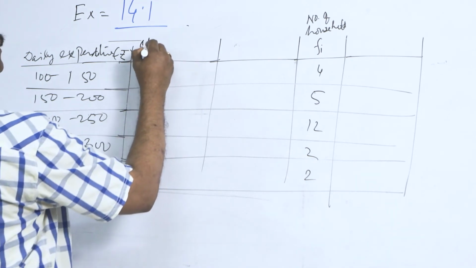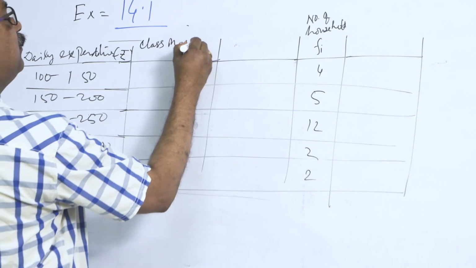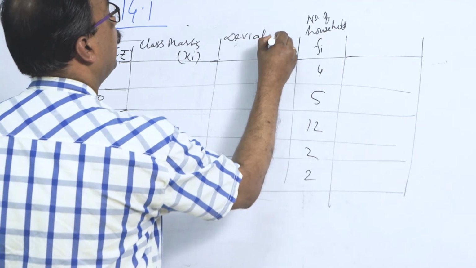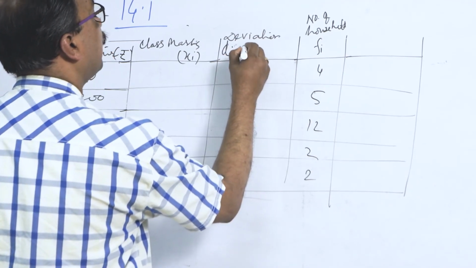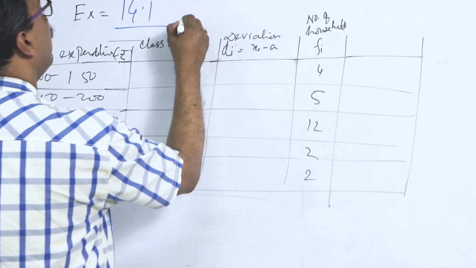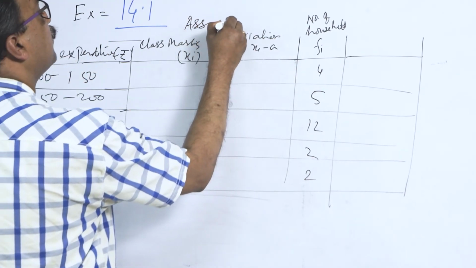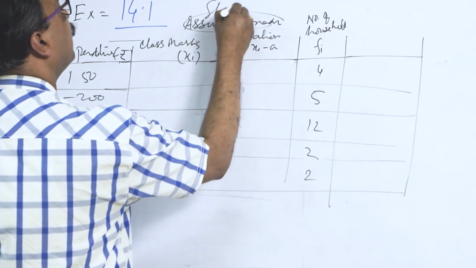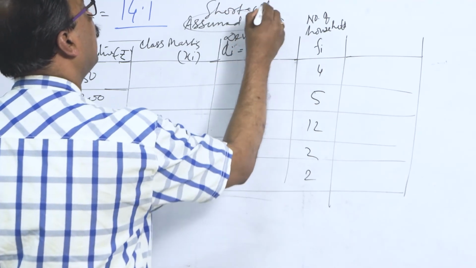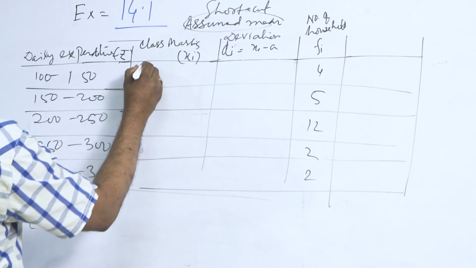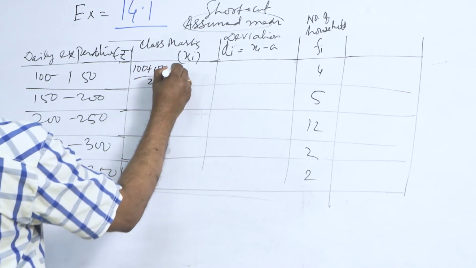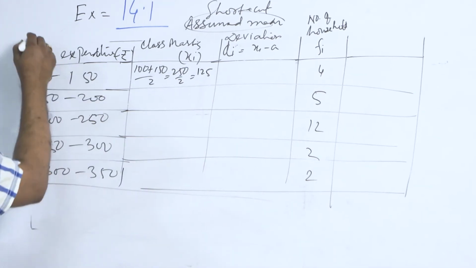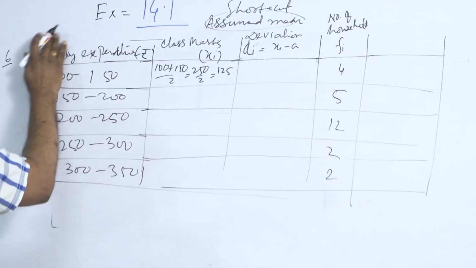So it's the mid value, or class mark also you can write. Class mark is xi, then deviation is di equals xi minus a, that is the assumed mean method, or we can say the shortcut method, okay? So now what is the mid value? 100 plus 150 by 2 is 250 by 2, which is 125. What is the difference h here? We will not record h, but the difference is 50.